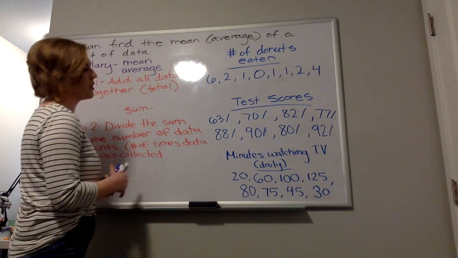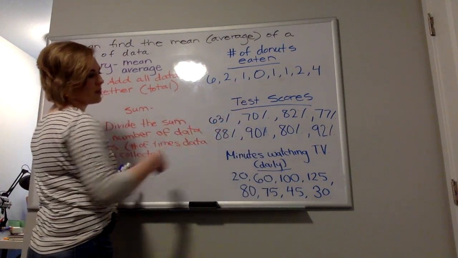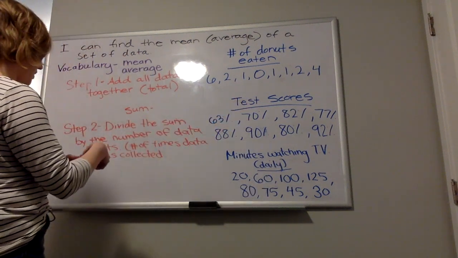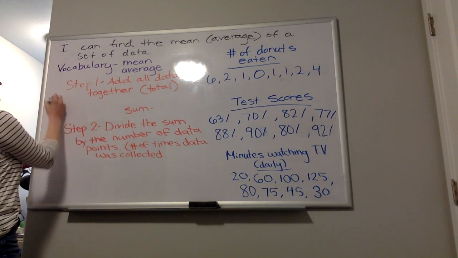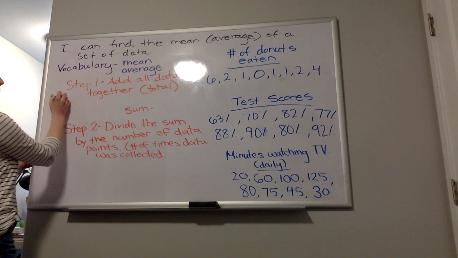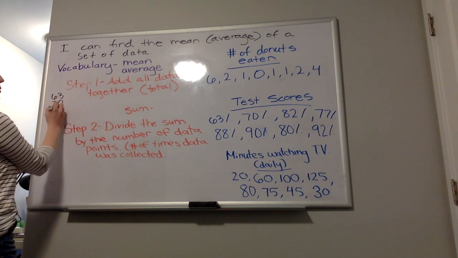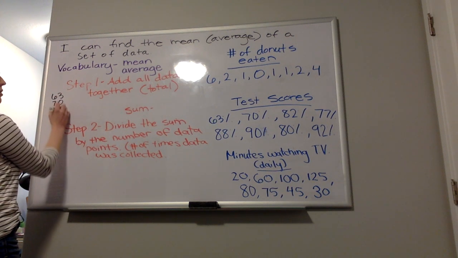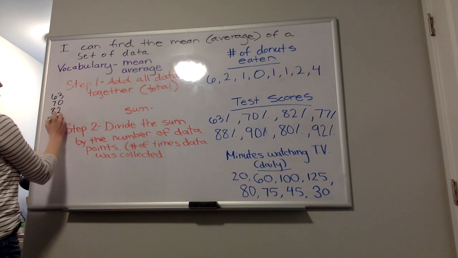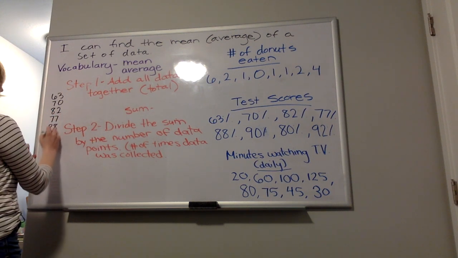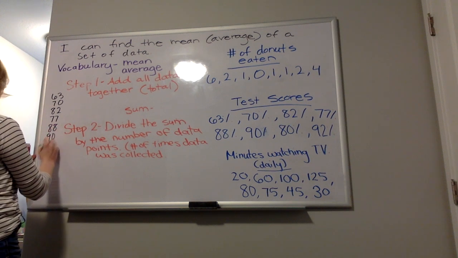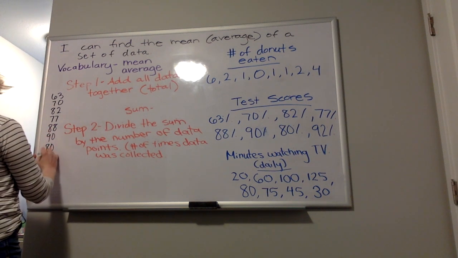We are going to add all these points of data together. I'll use a darker color so you can see better. We've got 63, 70, 82, 77, 88, 90, 80, and 92.